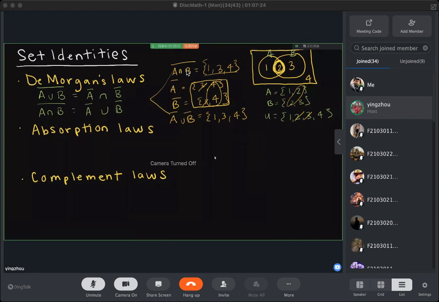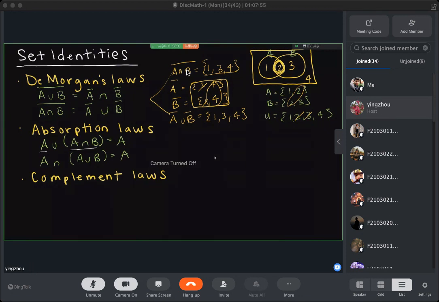Now about the absorption laws. The absorption law says that if I take A union (A intersect B), I'm going to get A. Or if I take A intersect (A union B), I'm going to get A. So let's make these make sense. You can use the specific elements from the practice set if you'd like, but keep in mind A intersect B is going to be anything that's in both A and B.